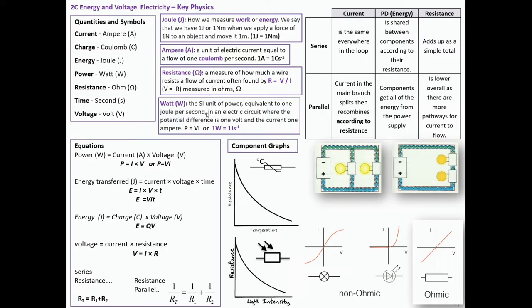Omega is the symbol. The watt is the SI unit of power, equivalent to 1 joule per second in an electrical circuit where the PD, potential difference, is 1 volt and the current is 1 amp. So P is VI, 1 watt is 1 joule per second.